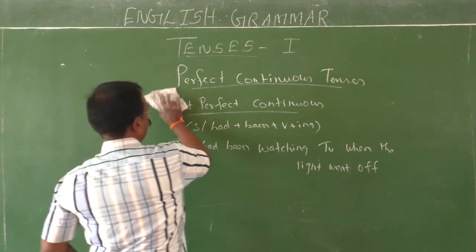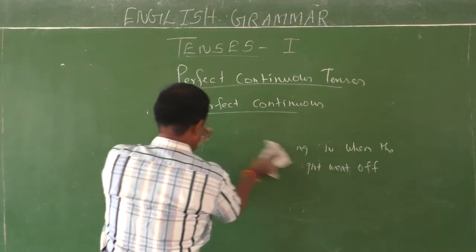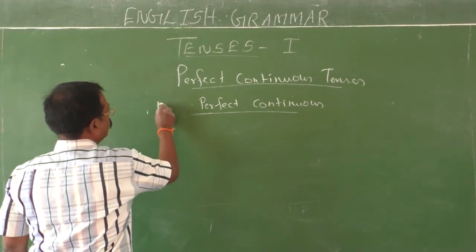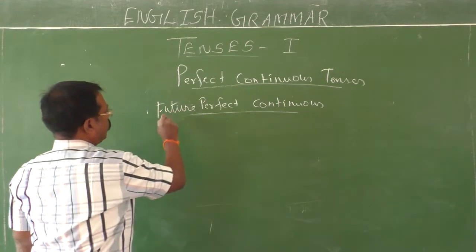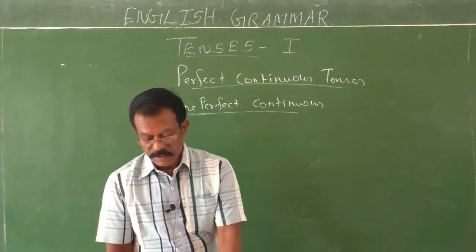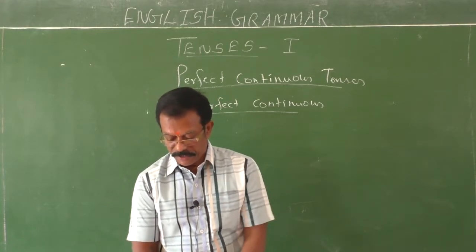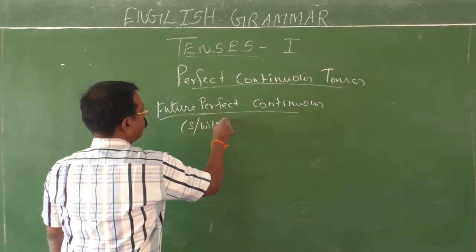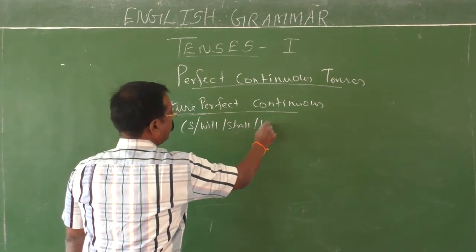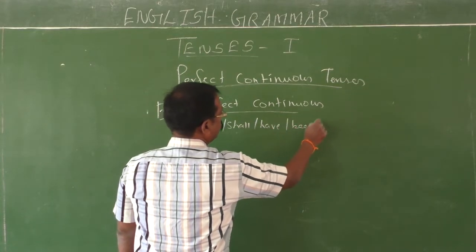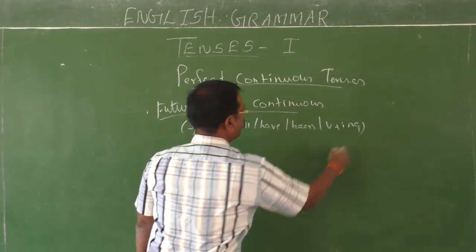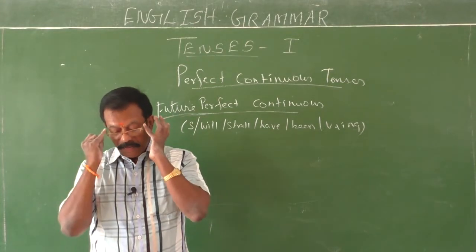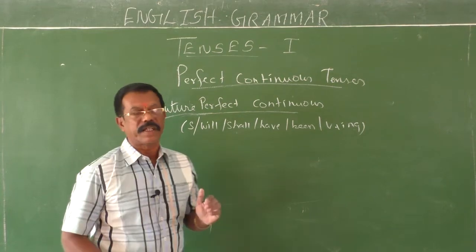Okay children, the last one, future perfect continuous tense. Let me explain that also. See, where we have to use the future perfect continuous tense. See the sentence pattern: subject, will, shall, have, been, verb plus ing. In November, I will have been working at my company for 3 years.